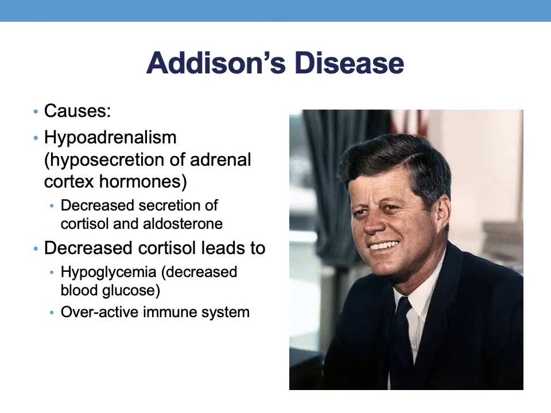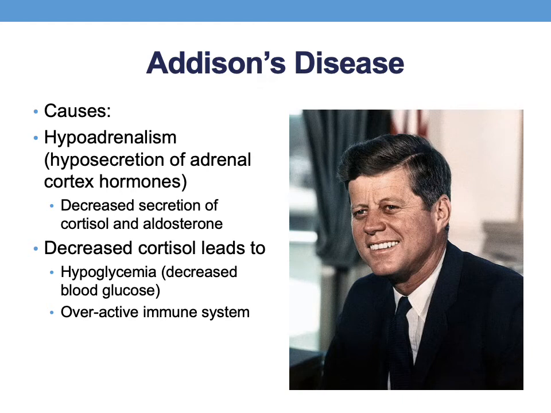Addison's disease causes hypoadrenalism, or you could say hyposecretion of adrenal cortex hormones. That leads to a decreased secretion of cortisol and aldosterone. It also will decrease the secretion of androgens a little bit, but that is so minuscule it really doesn't cause any noticeable signs or symptoms.